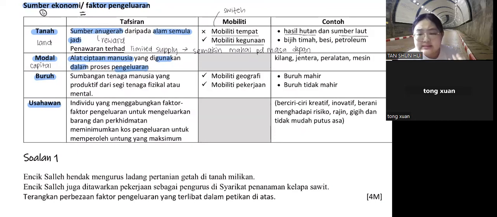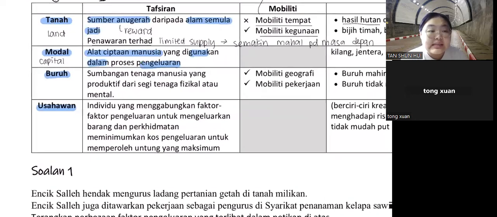Now, how about the next, the third one? The third one is buruh. What is buruh? Buruh is labor. Labor force. Labor, people who will work. Okay, what do you mean by work? Work is you contribute your energies, right? Sumbangan tenaga manusia. Okay, it can be tenaga physical, tenaga mental. You can use your physical body, you work and spend your physical energies, or you use your brain energies.